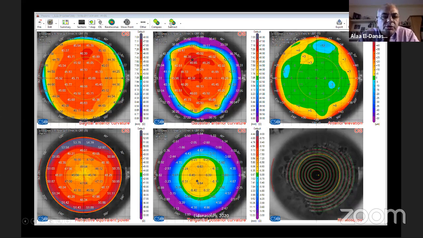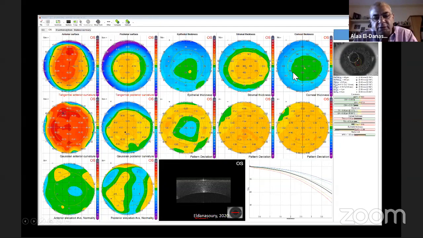Also, with the MS-39, you have a very elegant keratoconus screening tool that helps you to detect those early cases. And I always, 100% of my cases, every patient, every time, I look at the keratoconus screening. It gives you the anterior surface deviation from normal, posterior surface and its deviation from normal, also the epithelial thickness and the deviation from normal, and the corneal thickness with the pattern deviation.